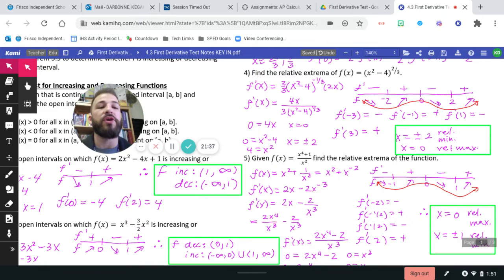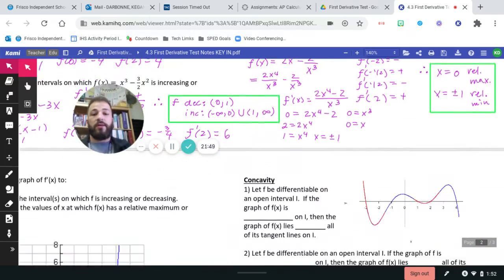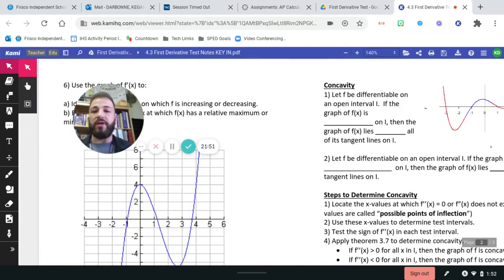I just drew in those little curves so you can kind of see. Obviously, that's not exactly what the function looks like, but it's kind of a rough idea of how it would flow based on the increasing and decreasing information we have. Okay, let's keep going, y'all.